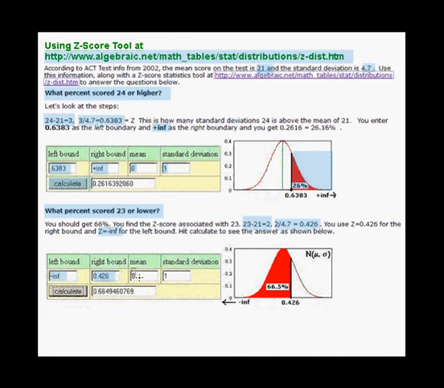Then we plug in 0 for our mean again and 1 for our standard deviation. Press calculate and we get an answer of 0.6649 and more decimals after that. Rounds to about 66.5%. So we see that 66.5% of the data was 23 or lower in score.